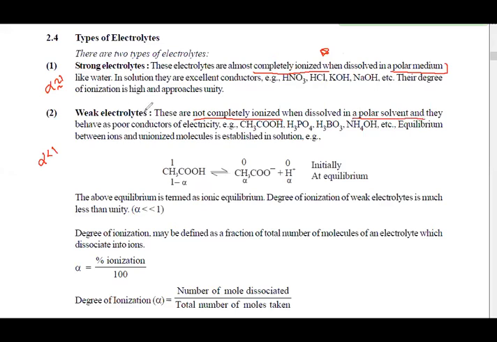Now tell me, out of these two, which will behave as a good conductor? Strong electrolyte or weak electrolyte? Tell me, everyone. Strong electrolyte.